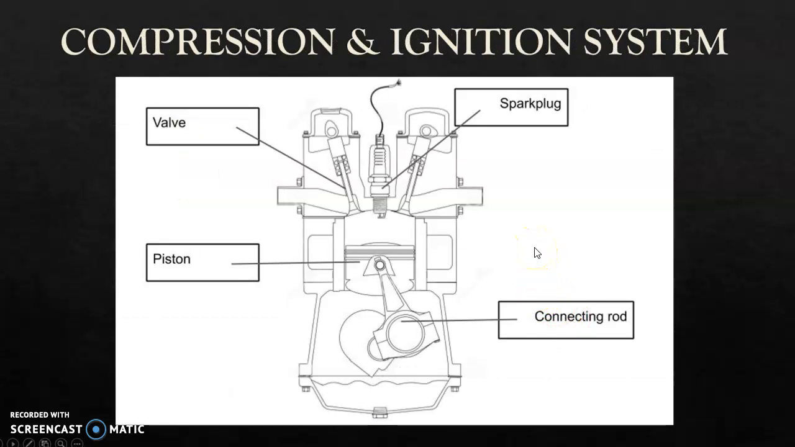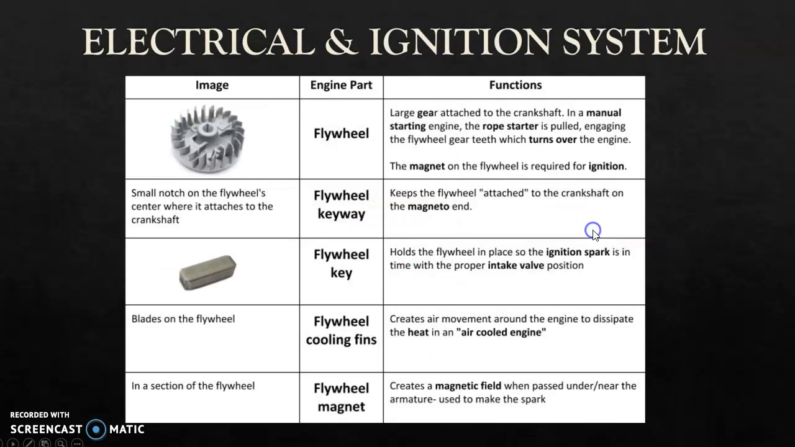All right, so here is how this would work in the system. Again, you've got your spark plug here. Your spark happens down here where there's a gap, and ignites the air-fuel mixture that's in the cylinder. All right, flywheel. This is something that sits on the crankshaft.